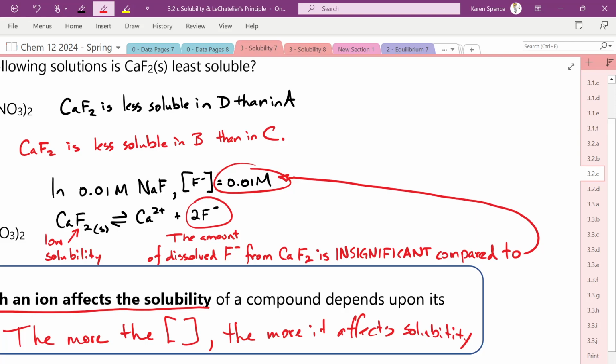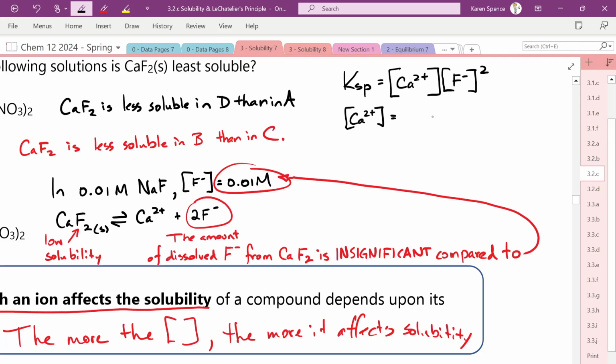Okay. So what we can do is write a KSP expression for CaF2, which would be the concentration of calcium times the concentration of fluoride squared. Yes? Okay. Now, if I wanted to solve for the concentration of calcium, it is equal to KSP over the concentration of fluoride squared.